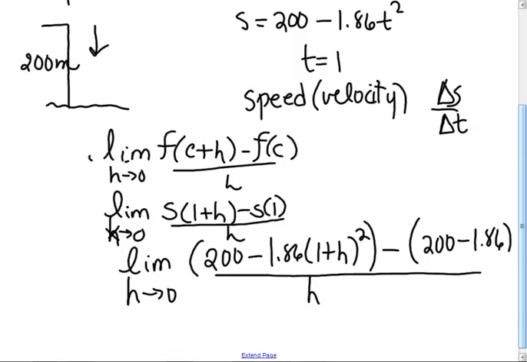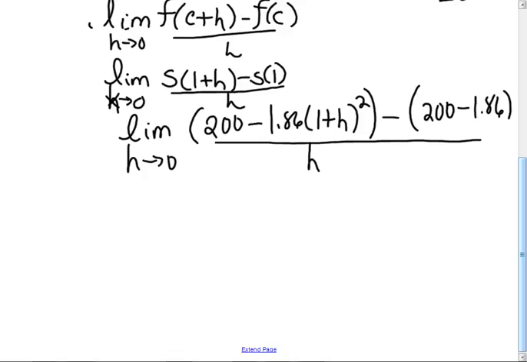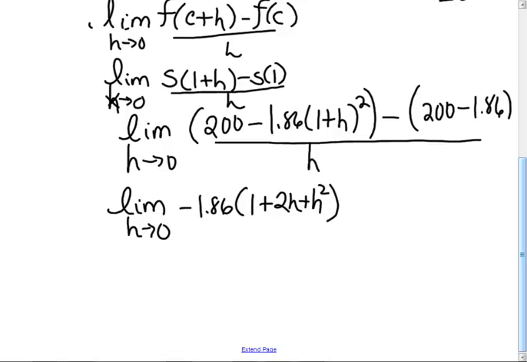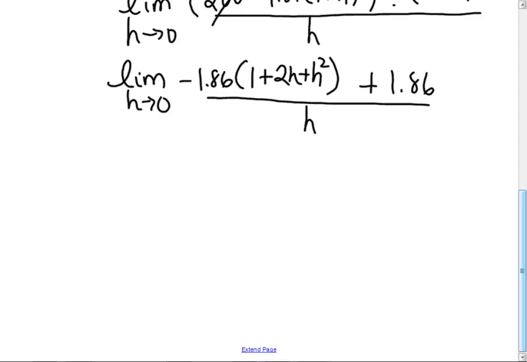What's going to happen to the 200s? They're going to cancel out, which is nice. Okay, so we get the limit. You're going to really love the rules. Negative 1.86, and we're going to square that. So it's 1 plus, middle term, 2h plus h squared. These guys went, and then it's going to be minus a minus, so it's going to be what? Plus 1.86 all over h. So the algebra is not that bad, is it? They just distribute. So it's the limit, and I knew more stuff had to go away.